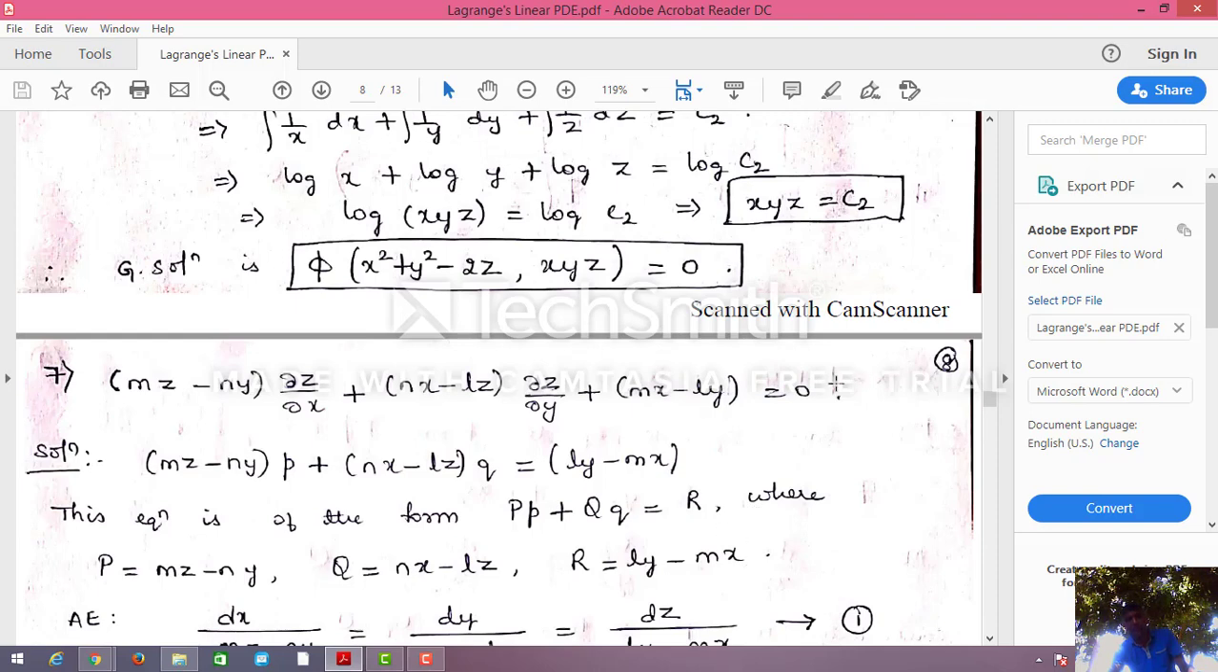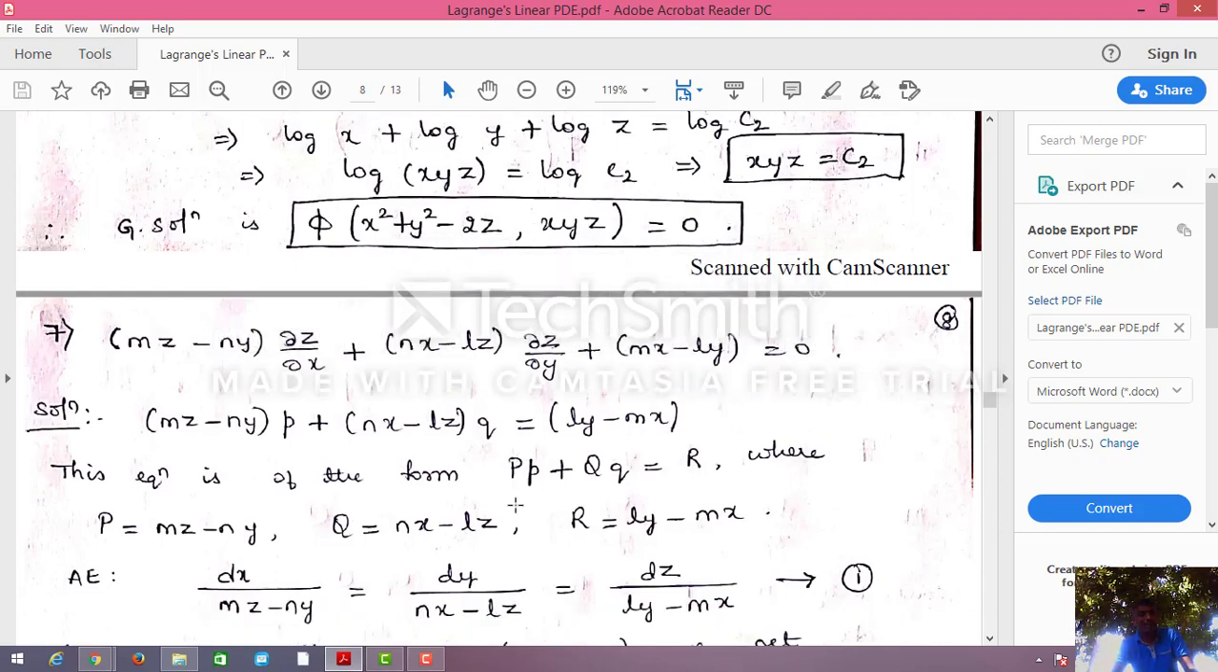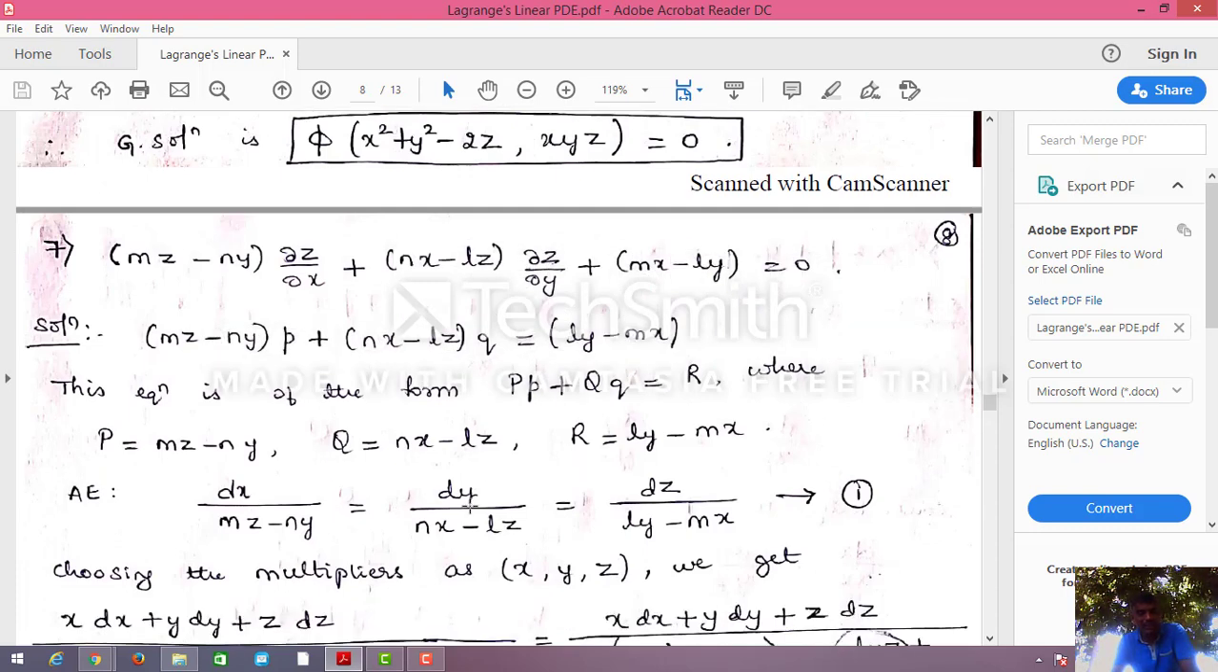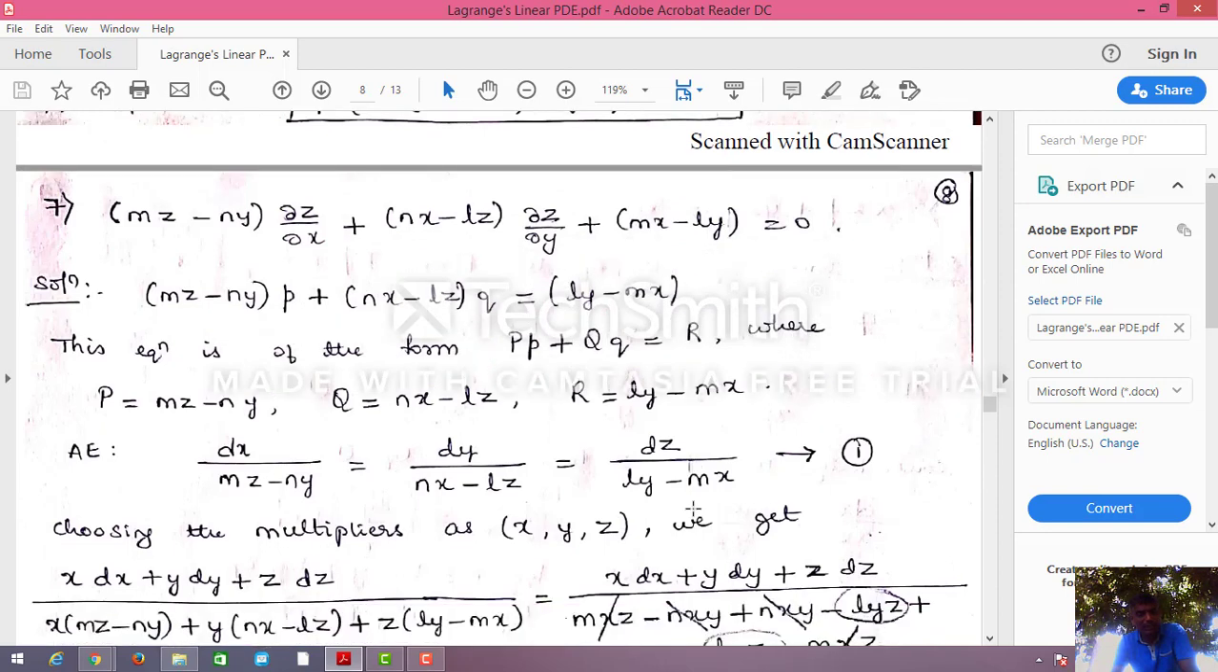This one I am sending to this side. While sending to this side, you will get negative. That is what I have written first: ly minus mx. Now, this equation is of the form capital P into small p plus capital Q into small q equal to capital R. Capital P is mz minus ny, capital Q is nx minus lz, capital R is ly minus mx. Now the auxiliary equation should be dx by capital P, dy by capital Q, dz by capital R.